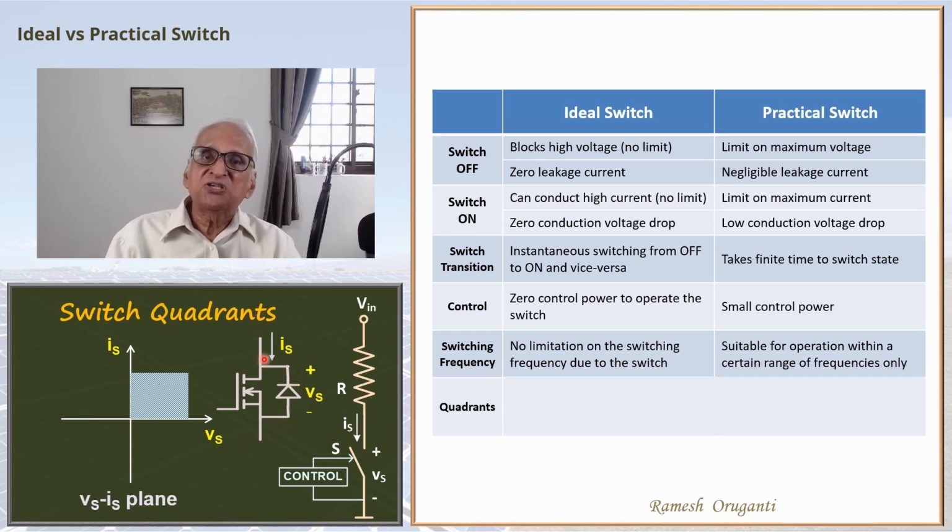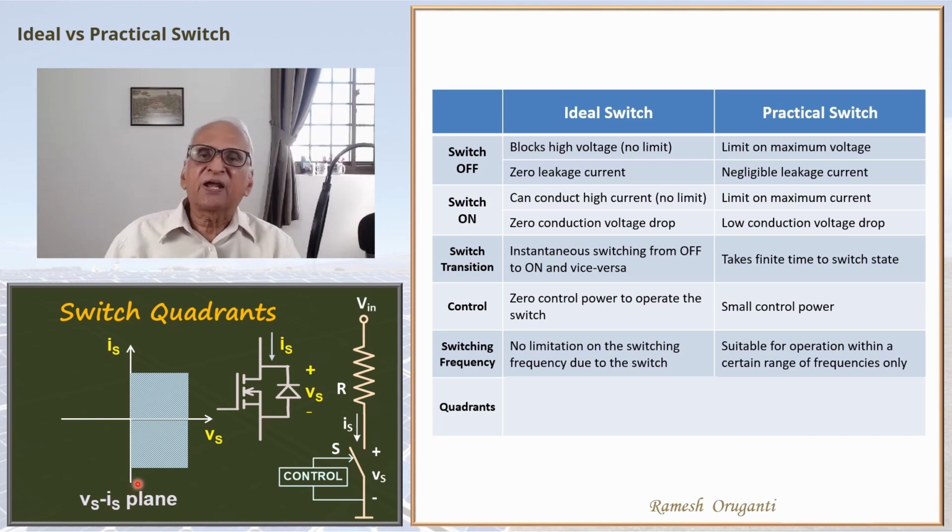The voltage can be blocked only in one direction. If you apply a reverse voltage, the diode will conduct. We are neglecting the small diode voltage drop. So for this switch, Vs can only be in one polarity, but the current can go in either direction. So in the Vs-Is plane, we can show it like this. Vs is only one polarity, whereas the current can go in both directions. This is a two-quadrant switch.